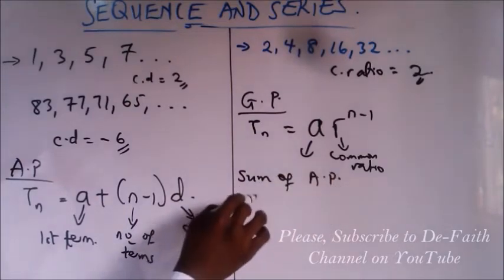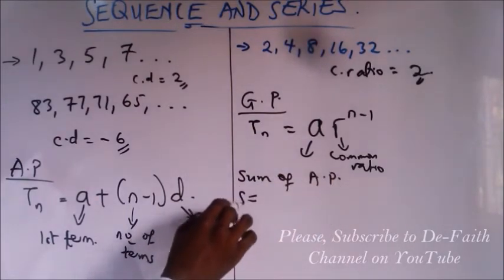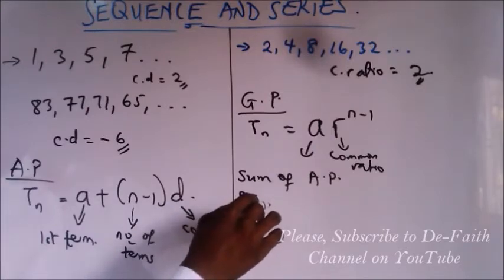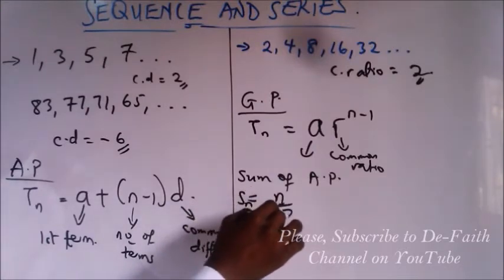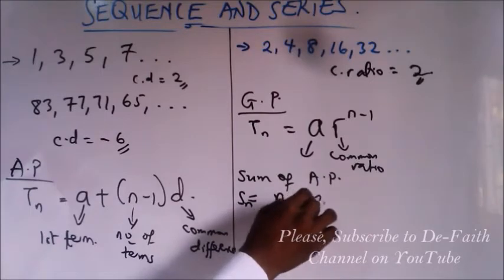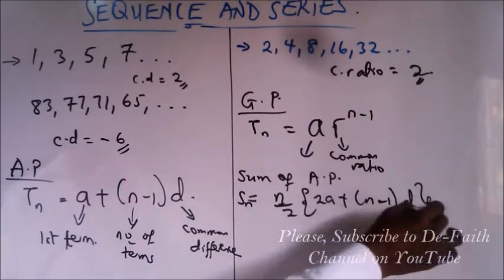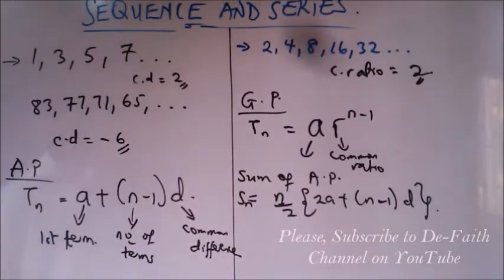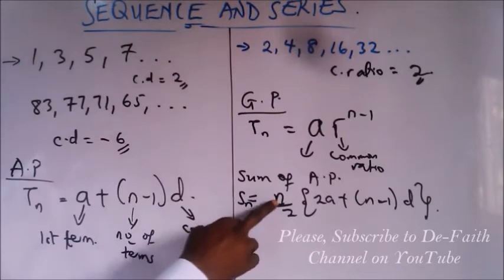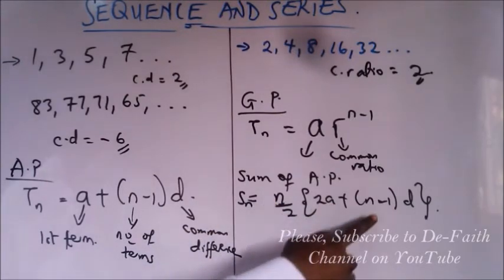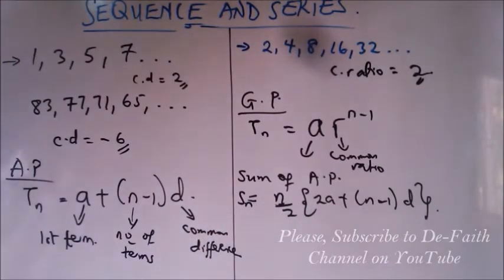arithmetic progression, which has a formula Sn equal to n over 2 into brackets 2a plus n minus 1 into bracket D. All these terms here are familiar. N is the number of terms we are dealing with, A is the first term, and D is the common difference. And this Sn is the sum of all the terms.